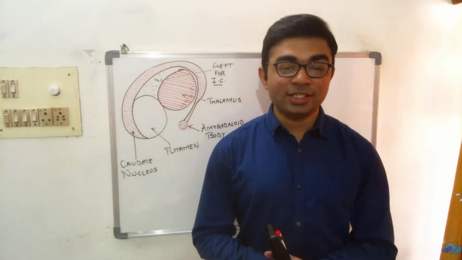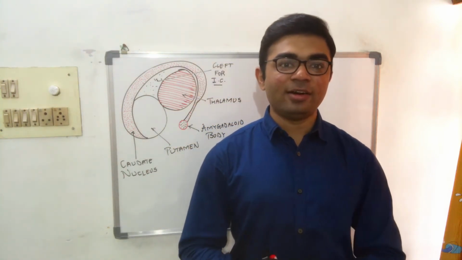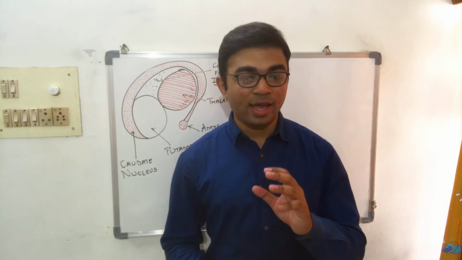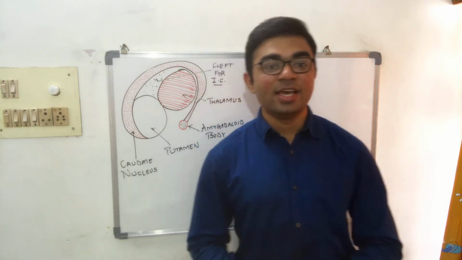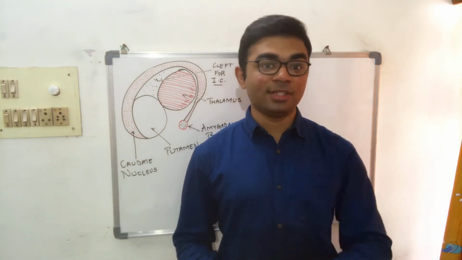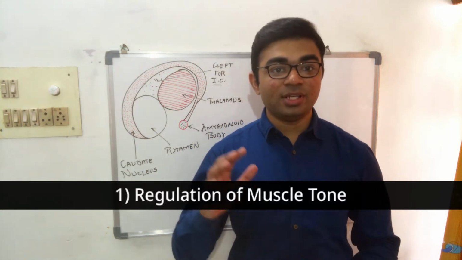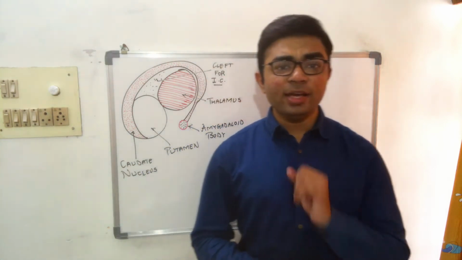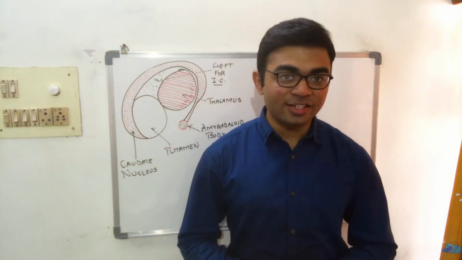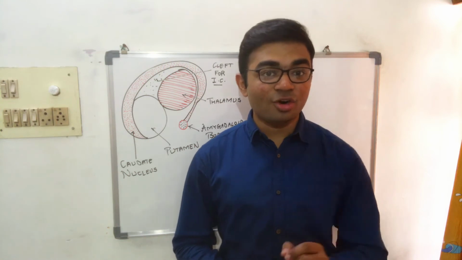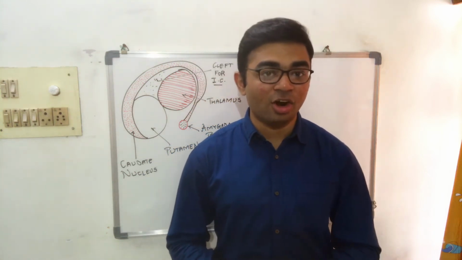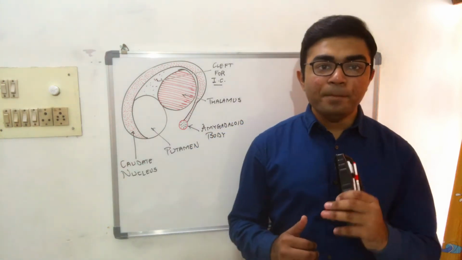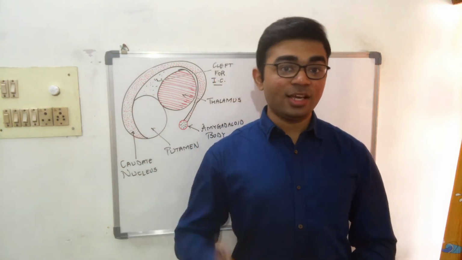The functions of the basal ganglia are a little bit complicated as well as difficult to understand, but I will try to simplify it. The first function of the basal ganglia is that it helps in regulating the muscle tone. So function number one is regulation of the muscle tone. In one of my videos on the spinal cord, I mentioned that in the anterior grey horn of the spinal cord there are cells named gamma motor neurons. These gamma motor neurons are mainly responsible for increasing the muscle tone.